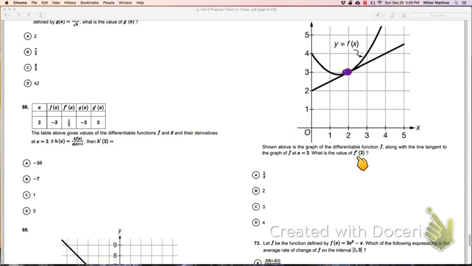Remember that f prime of 2 is the derivative at 2, and the derivative is the slope of the tangent line. So if I can figure out the slope of this line, that is the derivative. The slope of this line is up 1 over 2, or 1/2. Therefore, answer choice A, up 1 over 2. And again, because that's the slope of the tangent line, it is the derivative, and the derivative is f prime of 2.